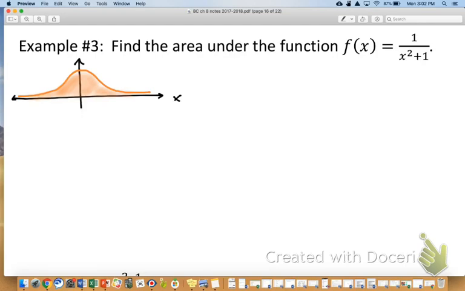So I think your original setup should be something like the integral from negative infinity to infinity of 1 over x squared plus 1 dx. That would be where I would start. Obviously, there's a long way to go at that point, but that'd be where I'd start.